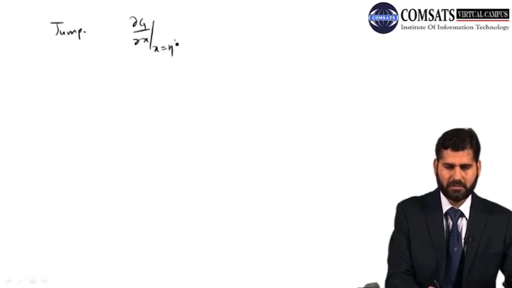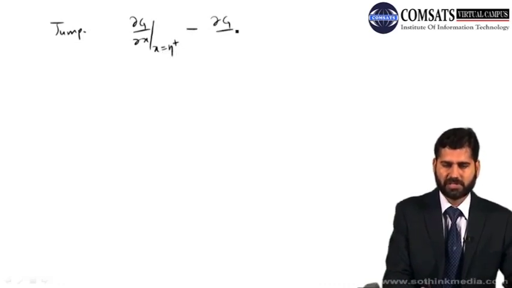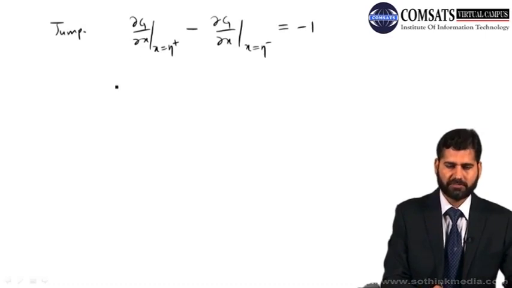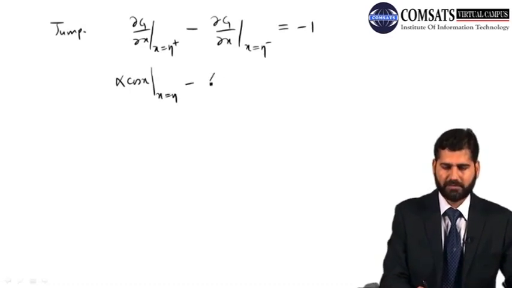So now we can use the jump discontinuity. Partial g by partial x at eta plus minus partial g by partial x at eta minus should be equal to -1. So if you take the derivative, it is alpha cosine x at eta, alpha cosine x at eta.